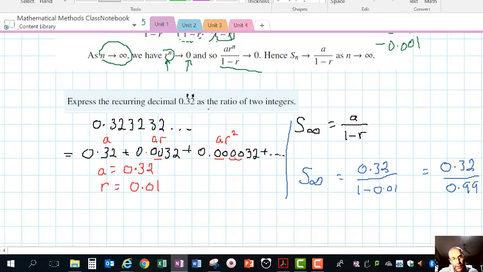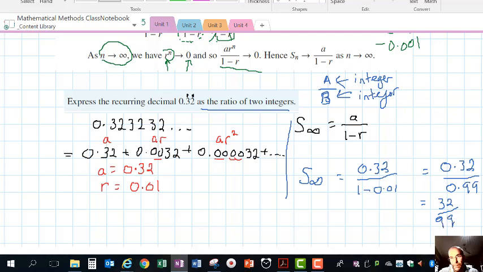0.99. Now we have to write it as a ratio of two integers, in other words a rational number, so we have an integer over an integer. That's called a rational number, you might have heard that. So some integer a over some integer b. Well, if we look at our answer, we haven't got integers, but we could write that as an equivalent fraction, 32 over 99.